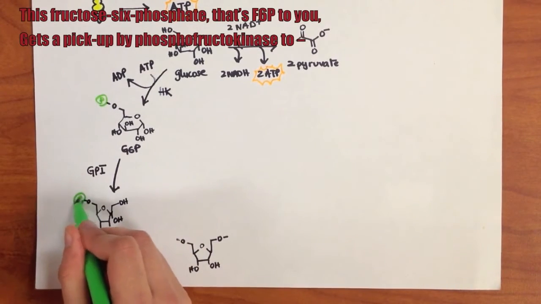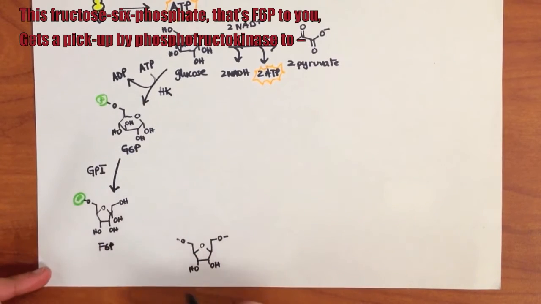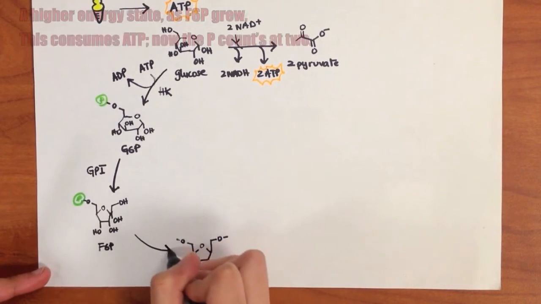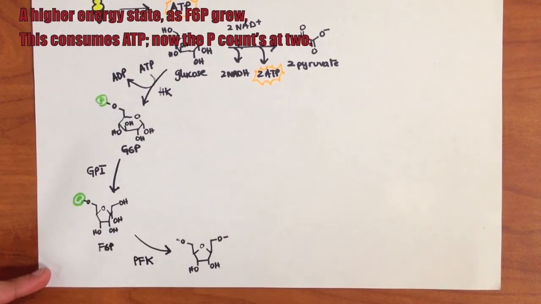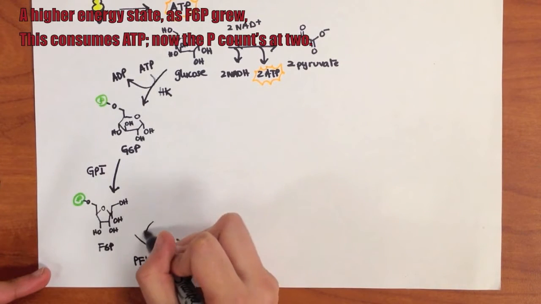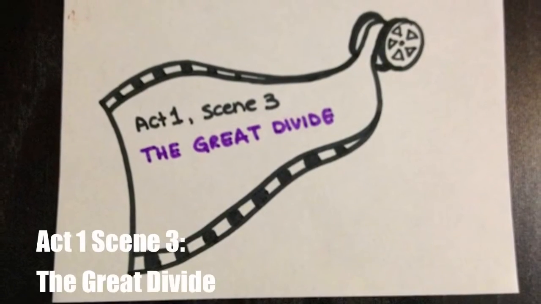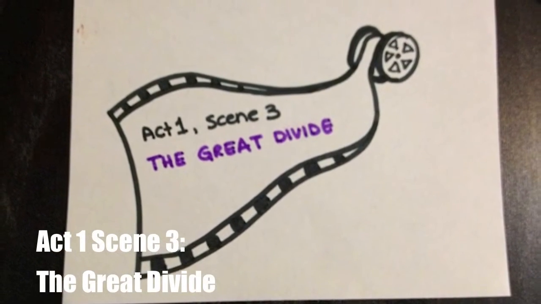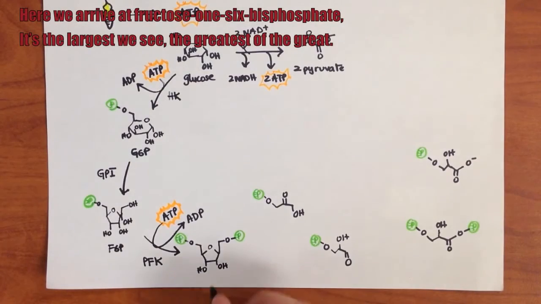This fructose 6-phosphate, that's F6P to you, gets a pickup by phosphofructokinase 2, a higher energy state. As F6P grew, this consumes ATP. Now the P count is at 2. Here we arrive at fructose 1,6-bisphosphate.